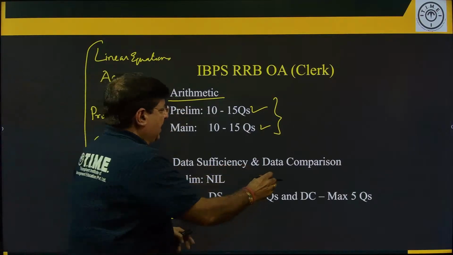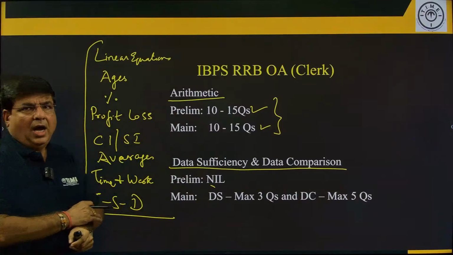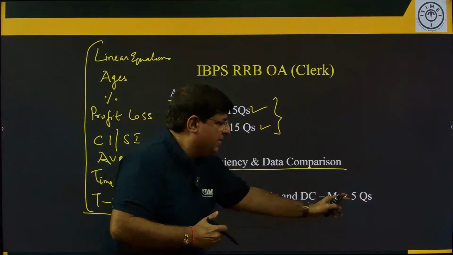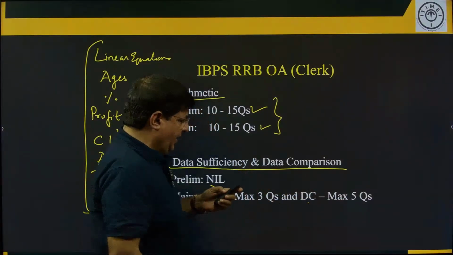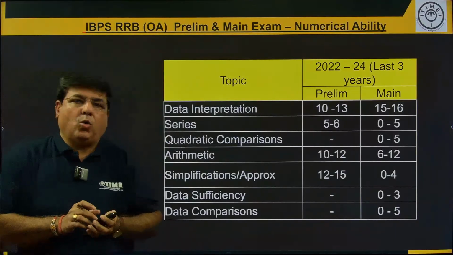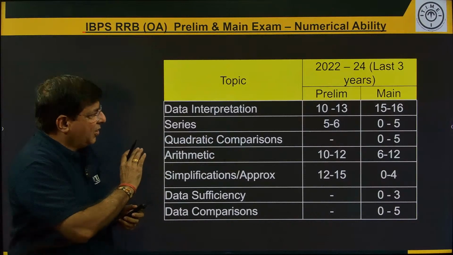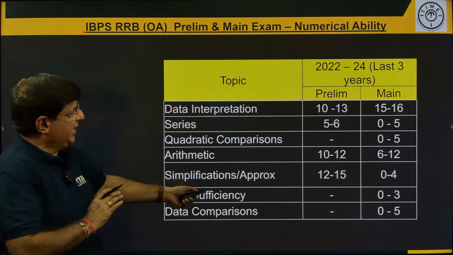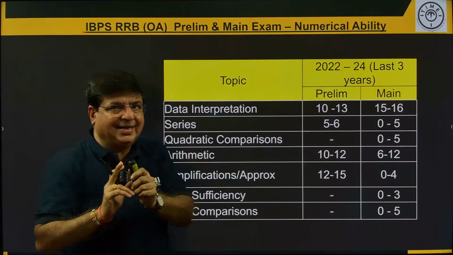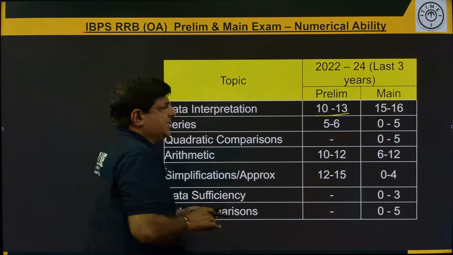Data sufficiency and data comparison are absolutely not asked in the prelim exam, but in mains up to 3 questions can be asked. Data sufficiency maximum 3 questions, data comparison maximum 5 questions. All right. Now this is the snapshot of what we have discussed till now. In one slide, you will have a clear idea of the number of questions asked from each of the test areas in numerical ability in the IBPS RRB office assistant exam. We have given the range of the last 3 years.